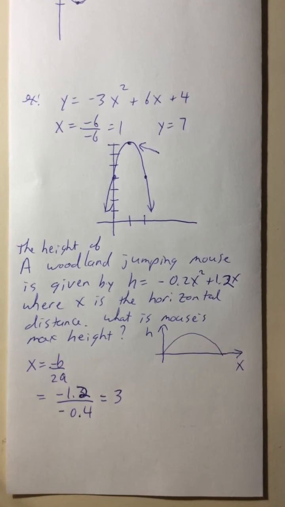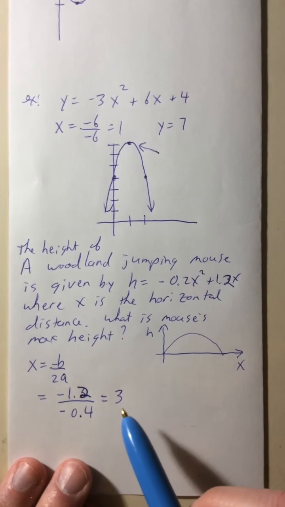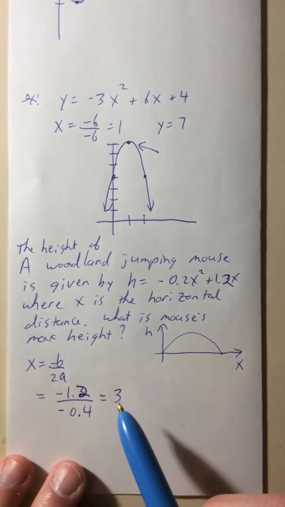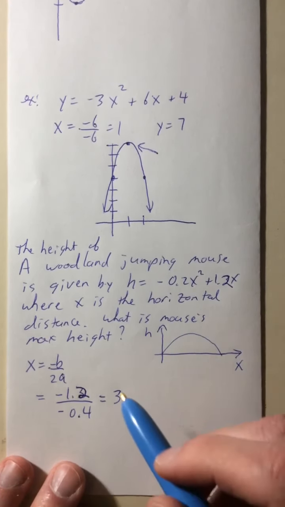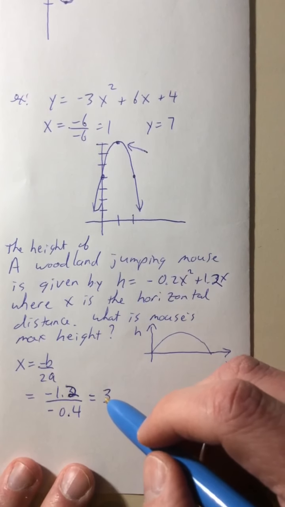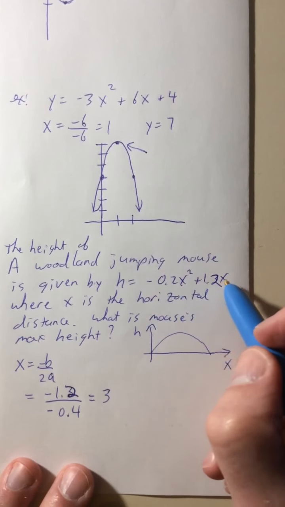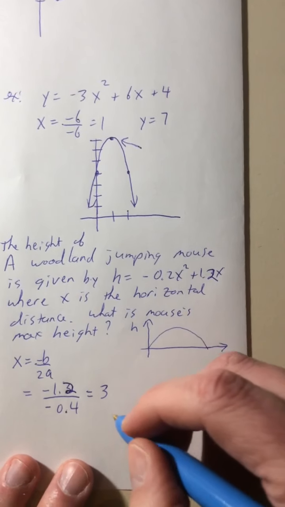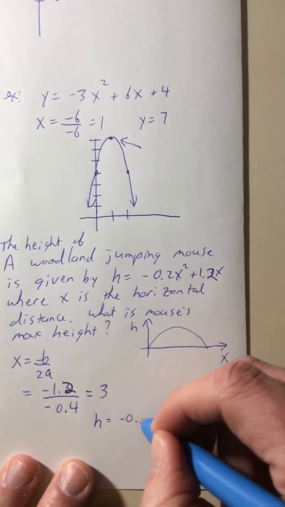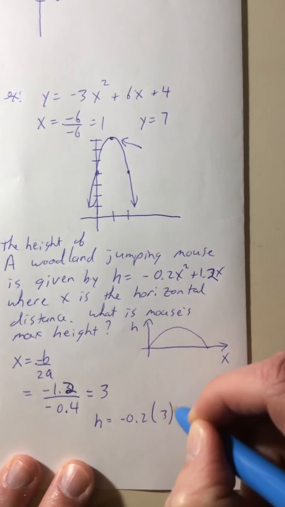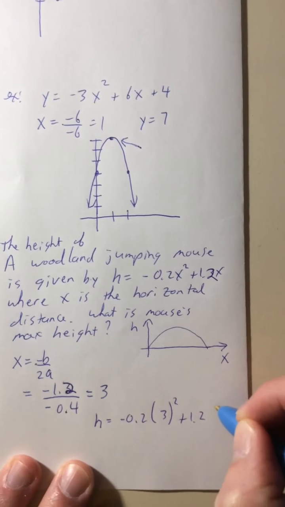So 3 feet. So these little guys can jump really quite far. So we find out here that the maximum height that the little mouse jumps occurs 3 feet after it actually starts to jump. So that means that this mouse can jump 6 feet. It's quite a jumping mouse here. Okay, so we're going to plug the 3 right into here and here, because that's the way we're going to find the maximum height. So the height for our little guy here is negative 0.2 times 3 squared plus 1.2 times 3.